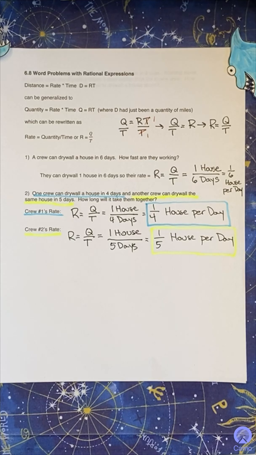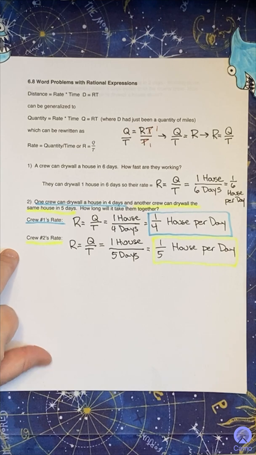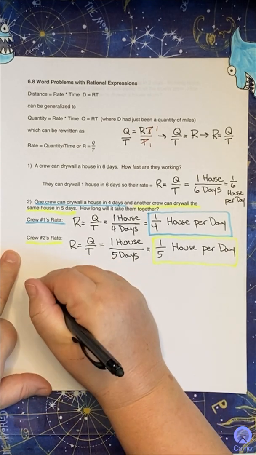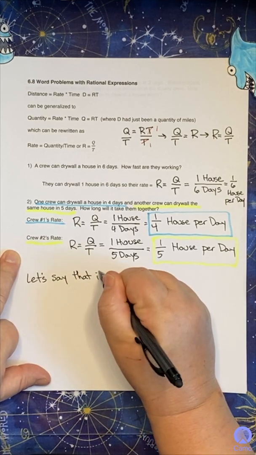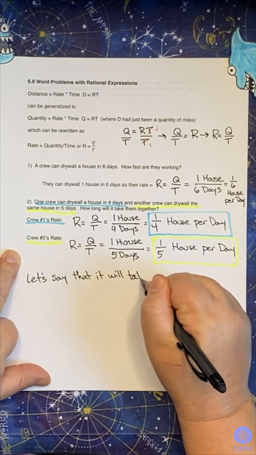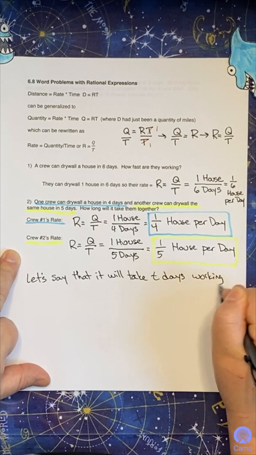You ready? So there are as many ways to approach this problem as there are people, I think, because these problems are a lot more complicated than the ones that we did before. And I've tried a bunch of different methods, and the method that I like the best, the method that seems to be most consistently understood, looks like this. I'm going to say, let's say that it will take T days working together.